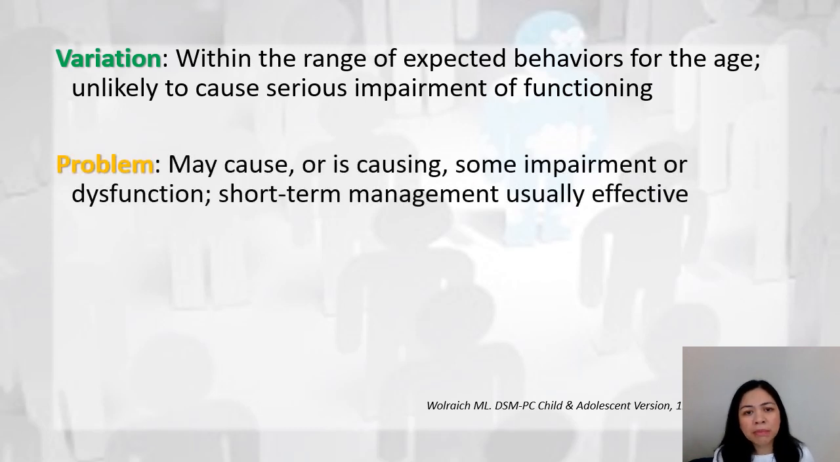It's a problem if it's causing some impairment or dysfunction. So in Gino's case, it is clear that it is causing some impairment or dysfunction because he already has failing grades. And he gets into trouble. He punches classmates who tease him, and he has difficulty studying at home. It also seems that in Gino's case, this has been going on for several months because he already has grades that show that he's failing.